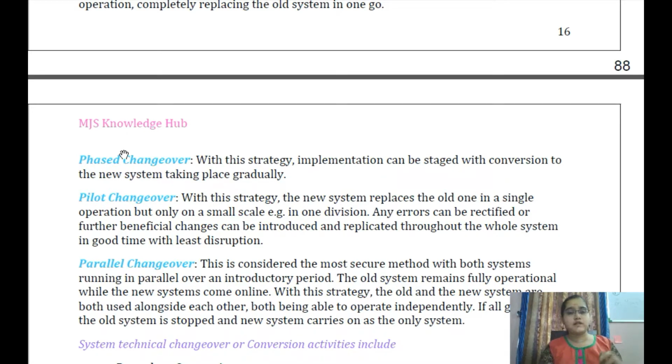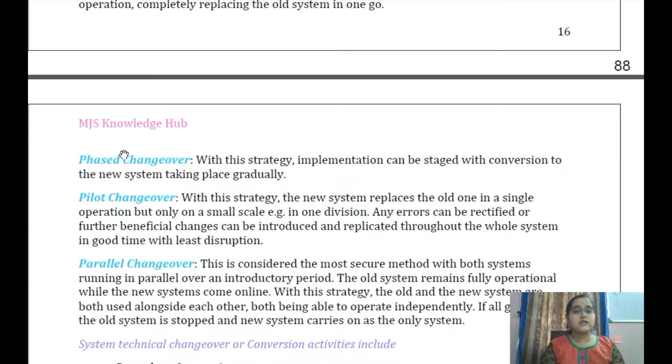Then comes the pilot changeover. Here, it is similar to the phased one, but the new system replaces the old system in a single operation but on a small scale. Means first you are going to introduce it in one area, then on successful working, you are going to replicate the same process and introduce it in other parts also.